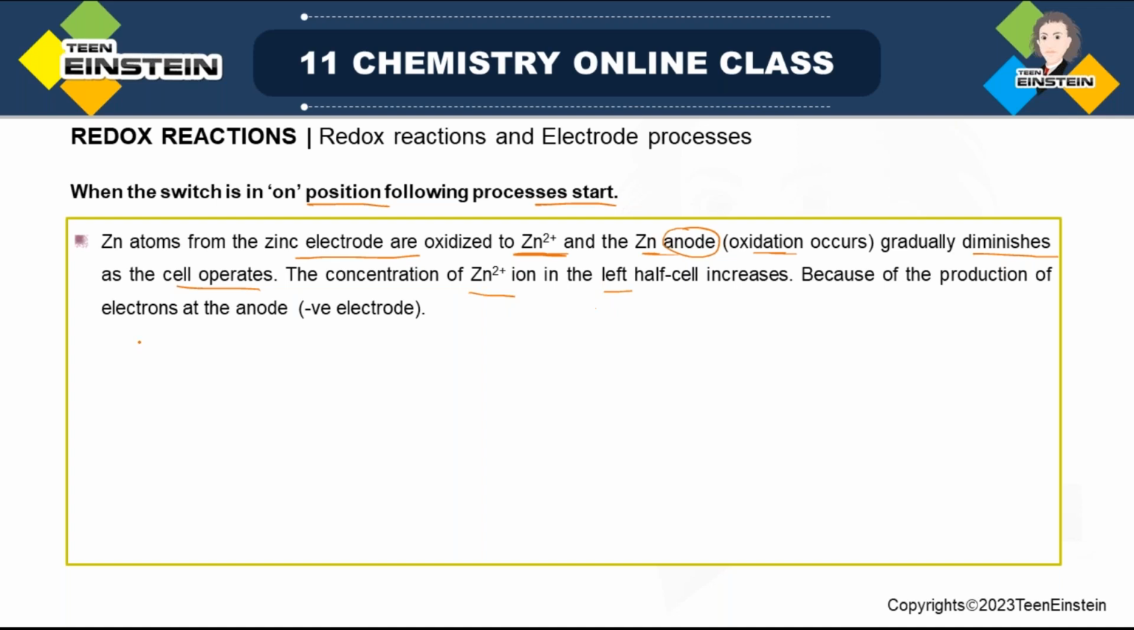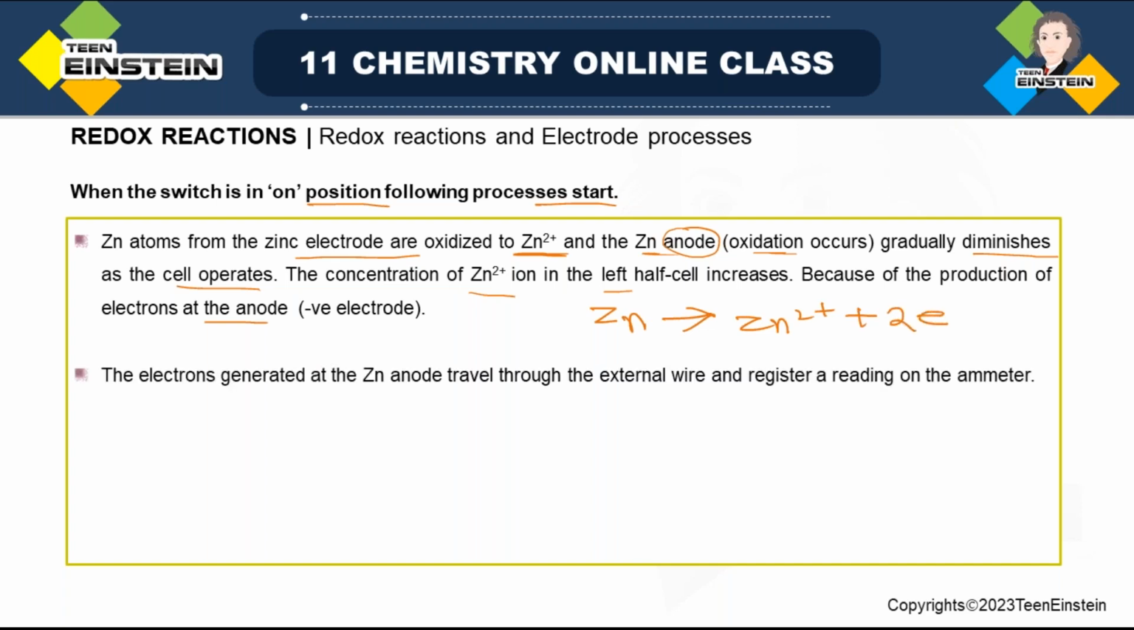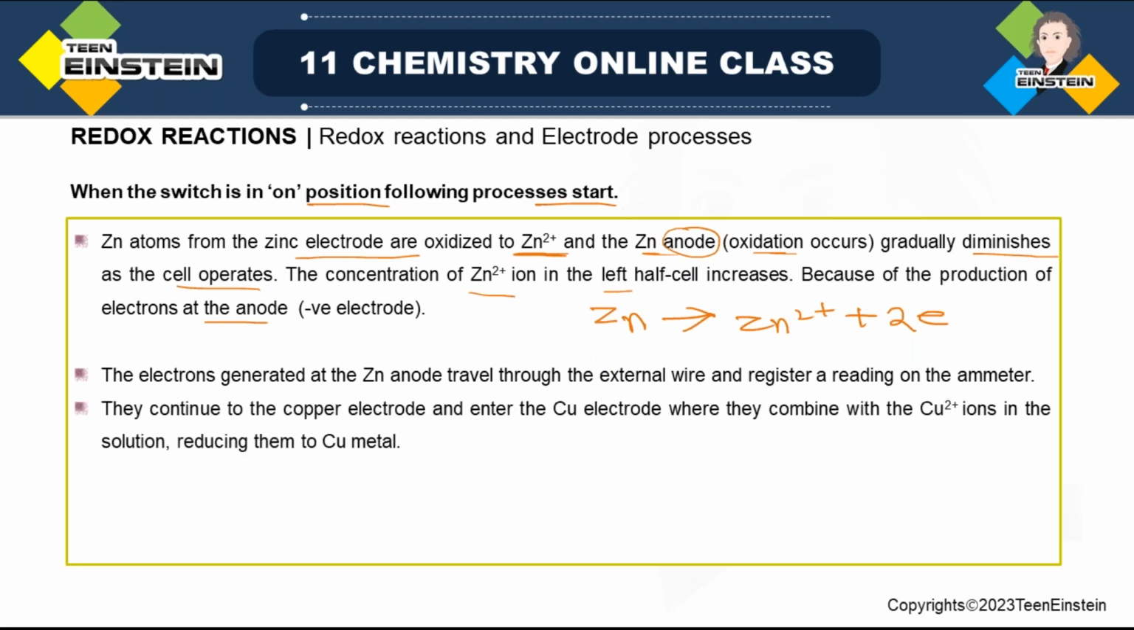Because of the production of electrons at the anode, it is also called the negative electrode. So this process will occur: Zn will be converted to Zn2+ and two electrons. The electrons generated at the Zn electrode will travel through the external wire, and there will be a reading observed in the ammeter. This process will continue and the electrons will move toward the other side, entering the copper electrode where they combine with Cu2+ ions.